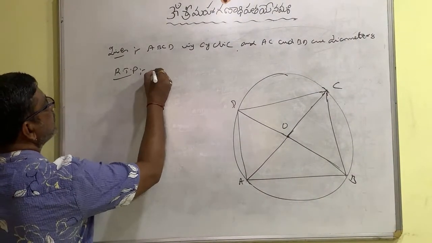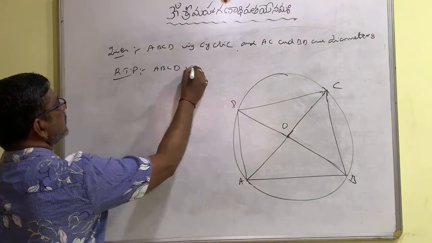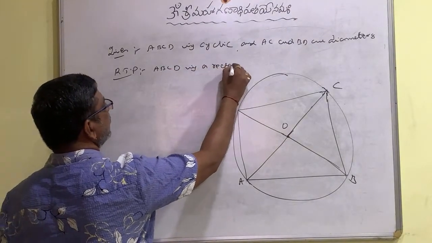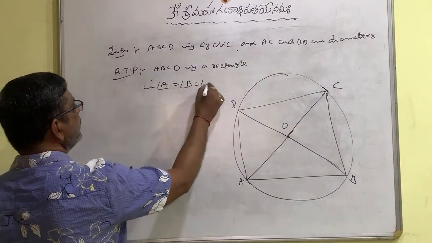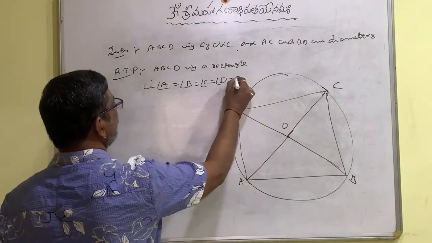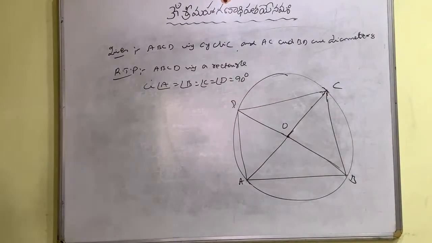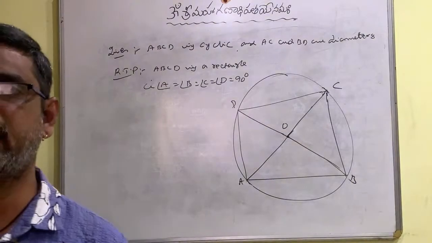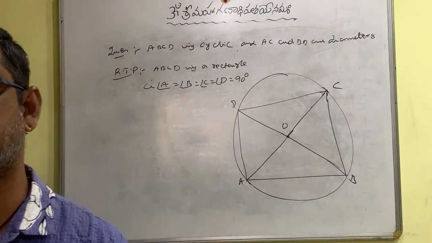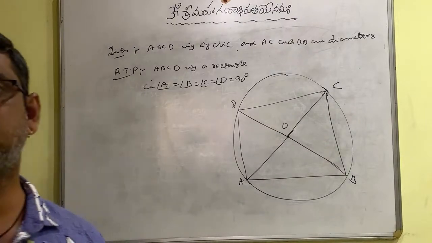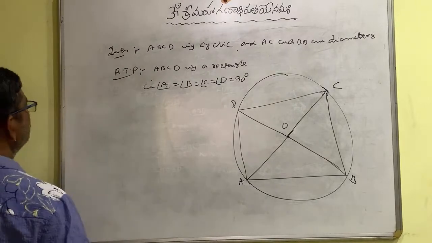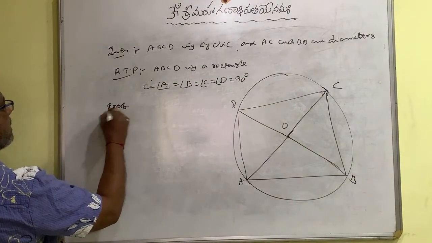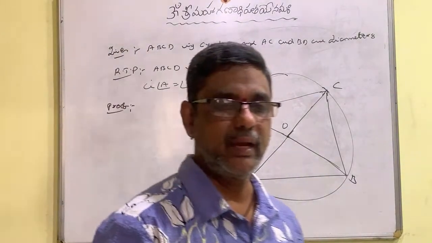Required to prove: ABCD is a rectangle. That is angle A, angle B, angle C, angle D are all equal to 90 degrees. If we prove all the angles of the quadrilateral are 90 degrees, then the problem is done. Then it becomes a rectangle. Now, how to do it? How to prove? Any idea?